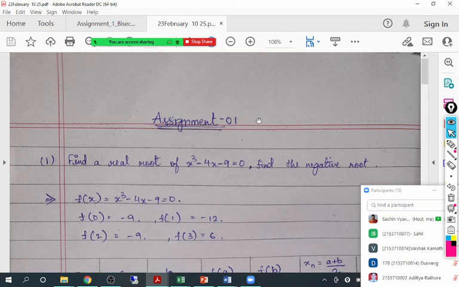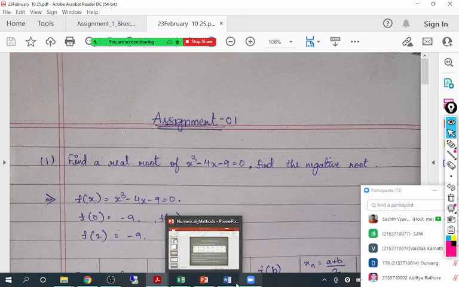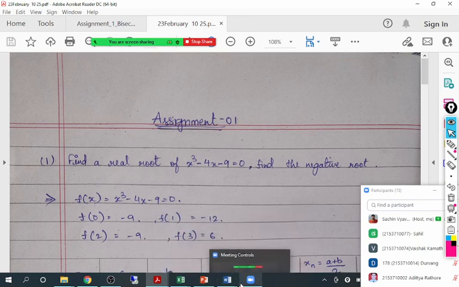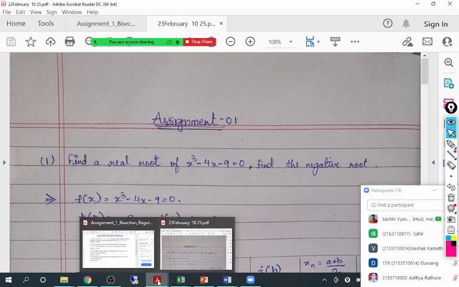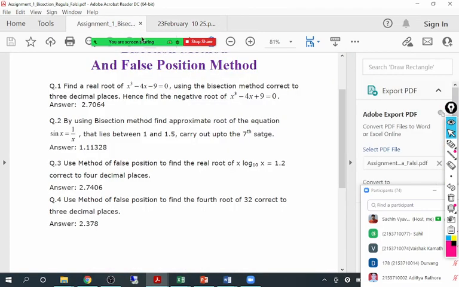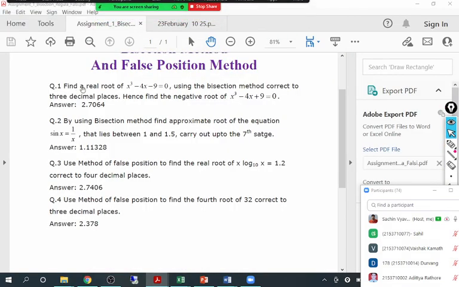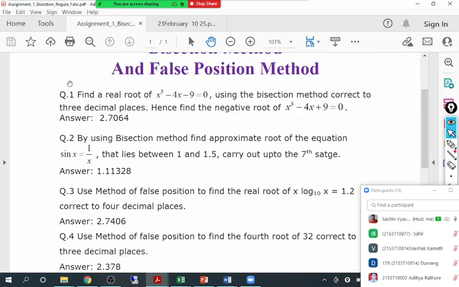So assignment one solution. Question number one. Let me show you the question one first. Find the real root of this cubic equation using a bisection method correct to 3 decimal places, and hence find the negative root of this equation. Okay, this is something different that we have not discussed in the theory class. So we'll come to that also.